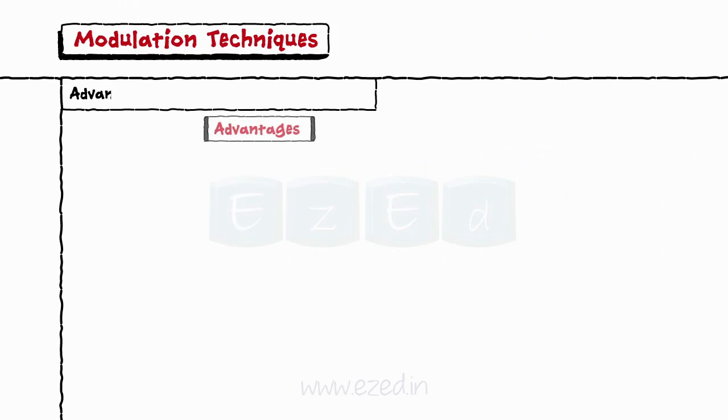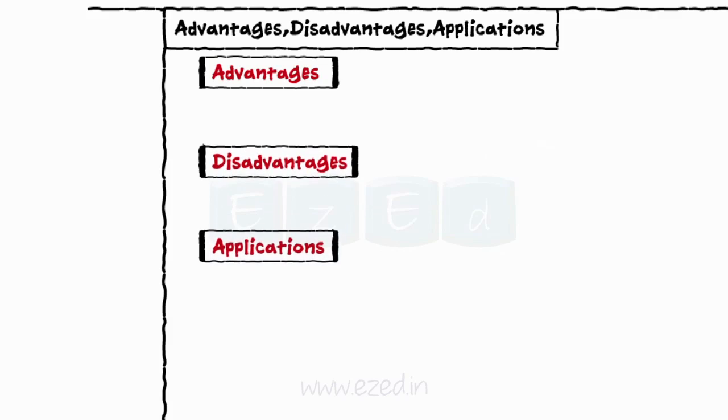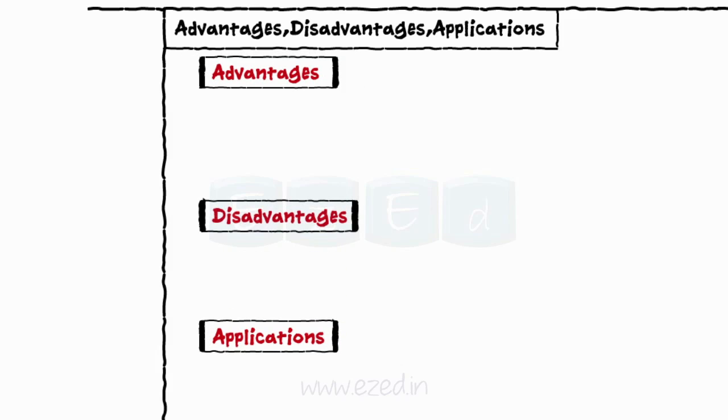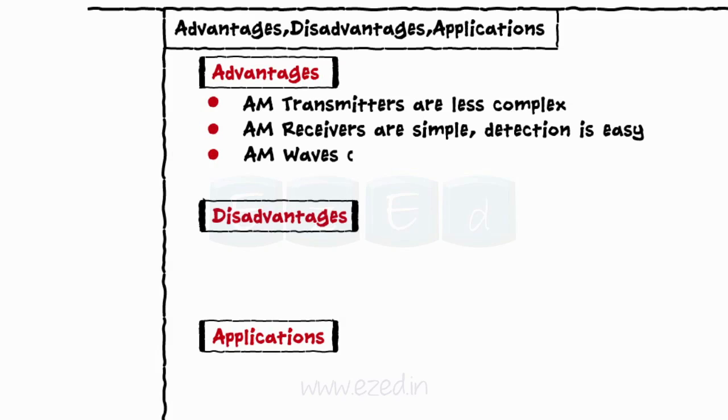Now let's see the advantages and disadvantages and applications of amplitude modulation. Advantages of AM: AM transmitters are less complex. AM receivers are simple. Detection is easy. AM waves can travel long distance. Low bandwidth.